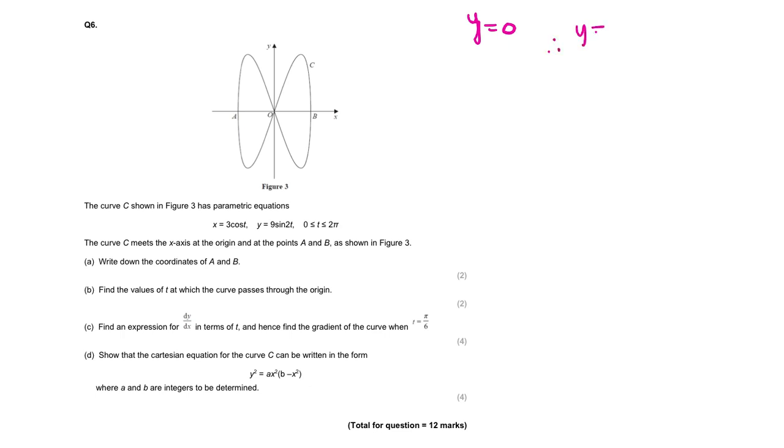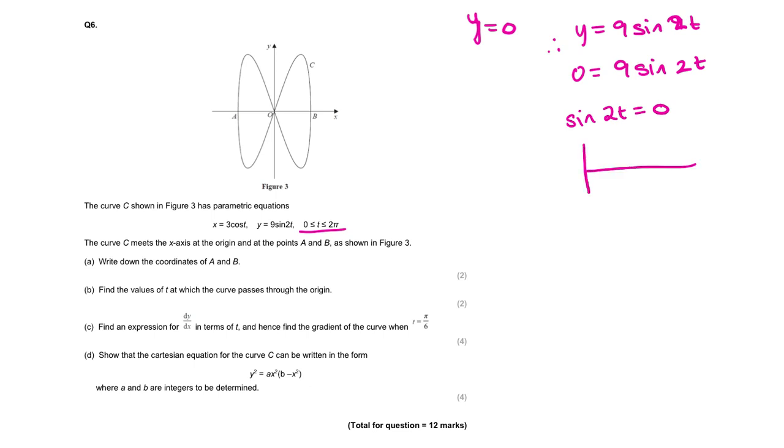Therefore, instead of y equals 9 sine of 2t, we have 0 equals 9 sine of 2t. So now we can solve this to find out what t equals. And once we know what t equals, we can substitute that into here to find what x equals. It's really super simple. Straight away this means that sine of 2t equals 0, and t is between 0 and 2 pi.